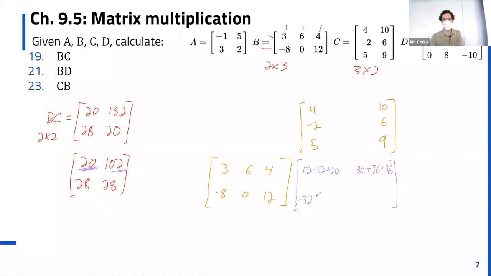Yeah, plus 0, plus 60. Okay, so 60 minus 32, that gives us 28 here. And our last one, negative 80 plus 0 plus 108 here. Okay, so 108 minus 80 is 28.